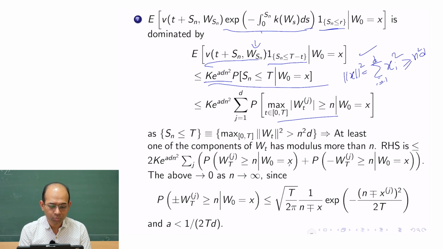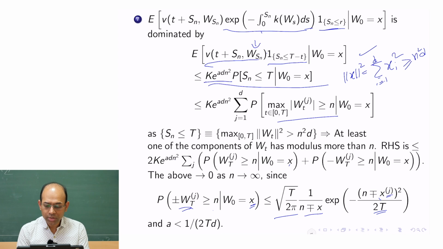So we see that the probability that W_T is greater than or equal to n is less than or equal to the square root of t by 2 pi, times 1 over n, times e to the power of minus (n minus or plus x_j) whole square by 2t, depending on plus or minus. Here x_j is the jth component of the initial position x. The value of x_j does not matter much as we are talking about large n. What matters is actually this denominator 2t.